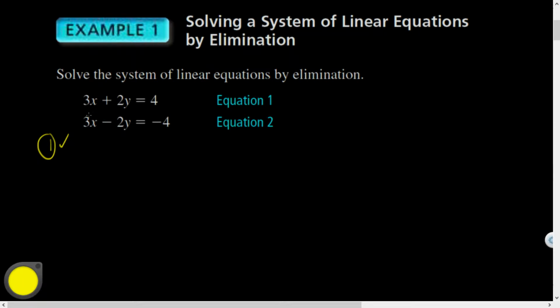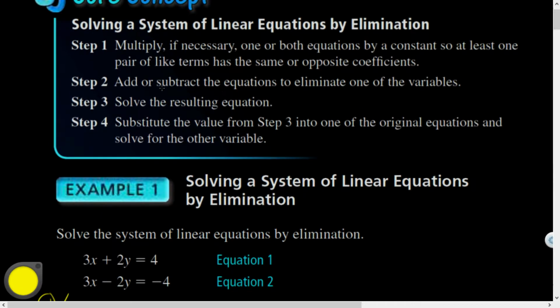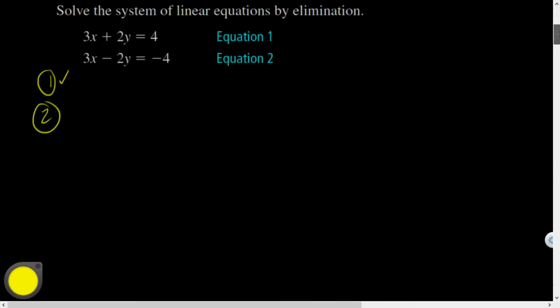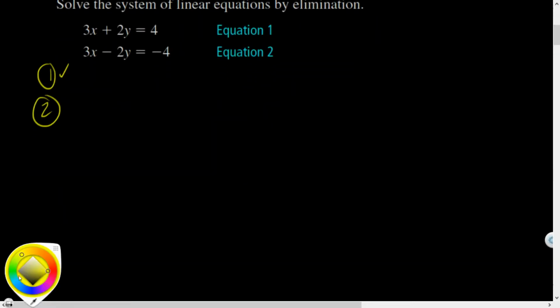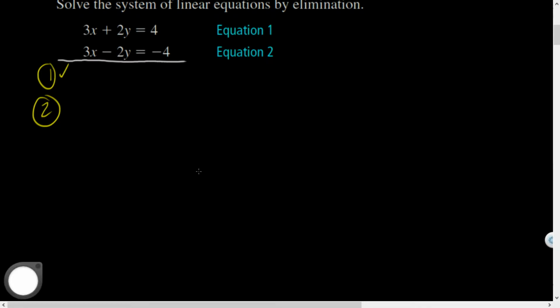Those are not opposites. In some problems, we won't have opposite coefficients, but I'll show you a trick as to how to get those later on. Let's get to step 2. Ours already had opposite coefficients. Add the equations to eliminate one of the variables. All right, check this out now. I'm going to add these equations together.